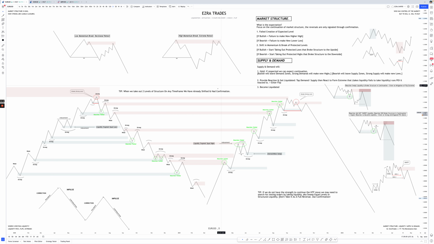A tip to avoid traps that happen all the time, every day on every time frame is wait until we get two levels of structure broken on any time frame once you've shifted and had confirmation. This will save you from a lot of mistakes. Don't forget it. Apply it, test it, whatever, right?